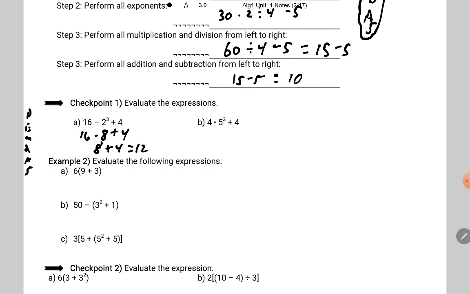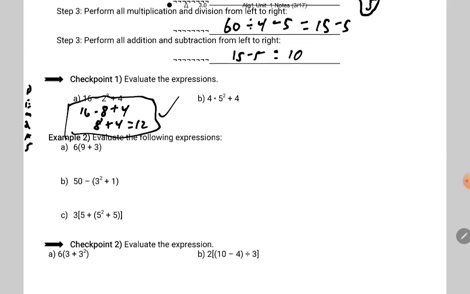On your homework, I want to see the steps. You don't have to write PEMDAS for every problem, but I want to see you breaking it apart. Like I did parentheses first, then I did exponents. It's like this. This is fine right here. That's good enough work.